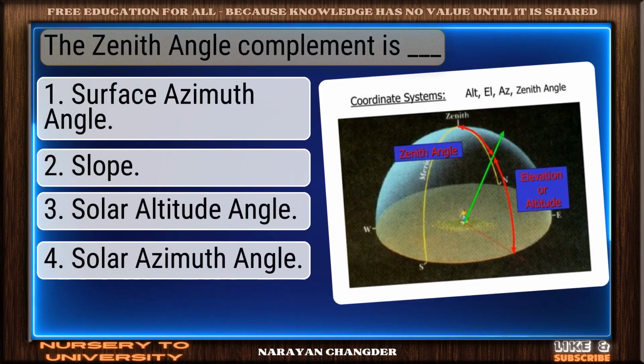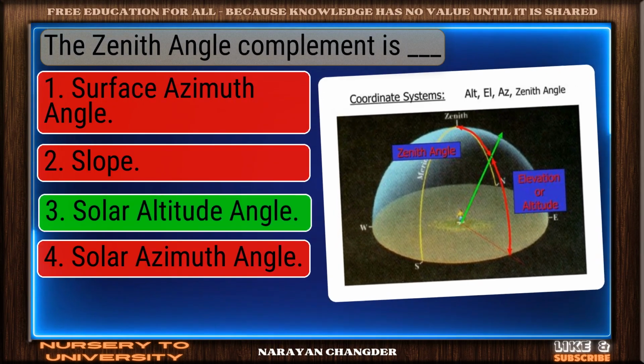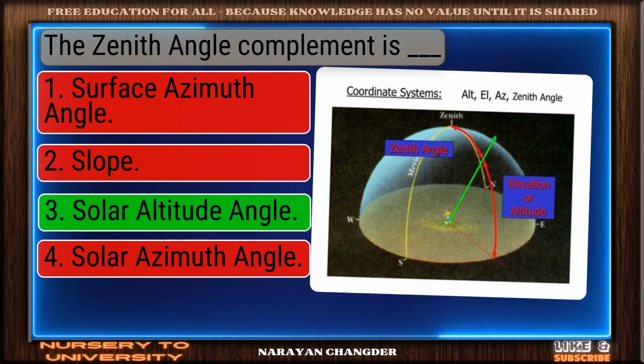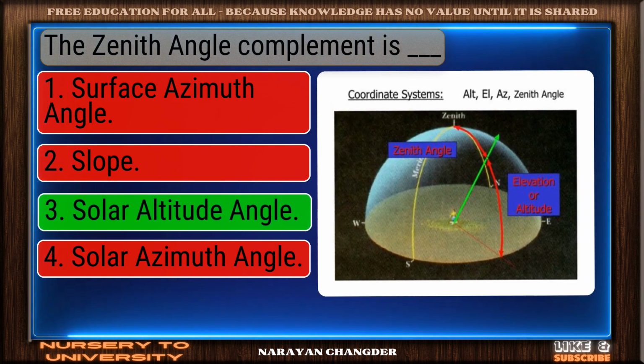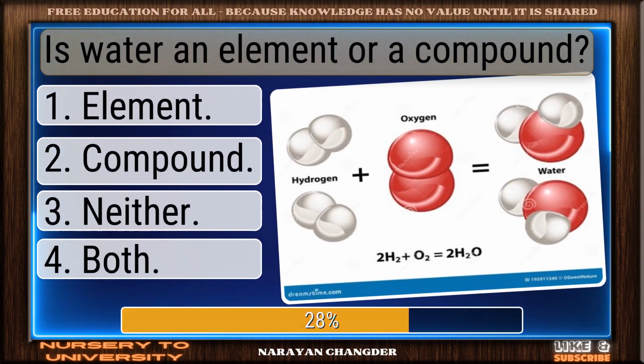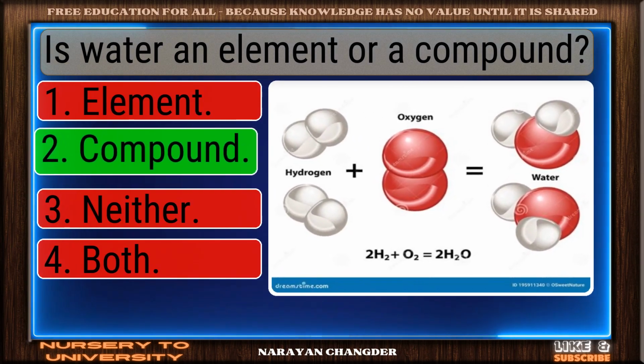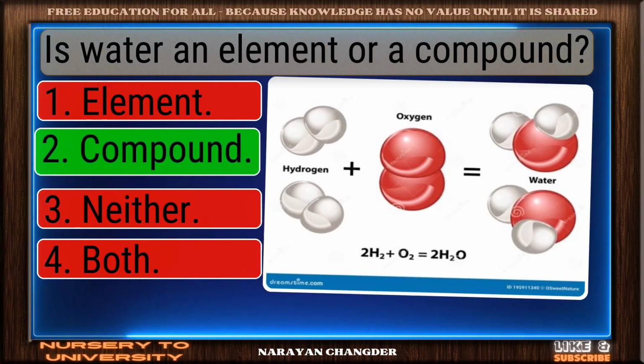The zenith angle complement is dash. Nice selection. Solar altitude angle is the correct and valid answer. Is water an element or a compound? You chose compound, and it is correct.